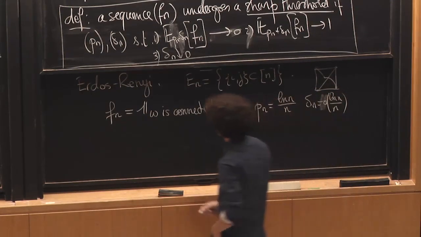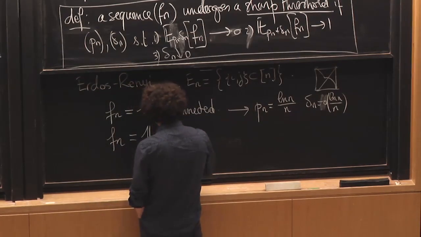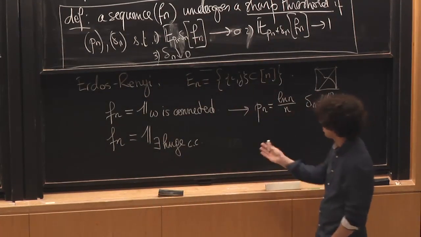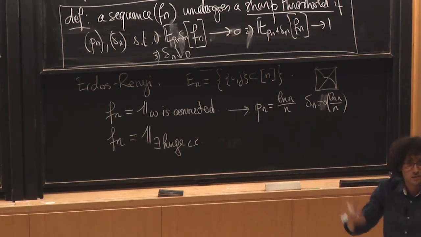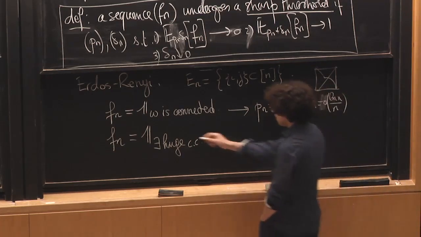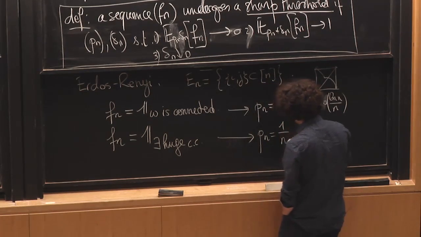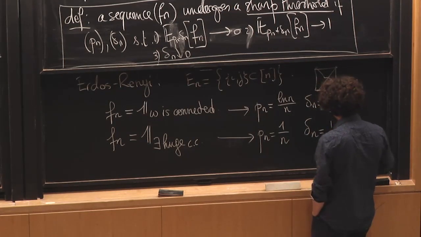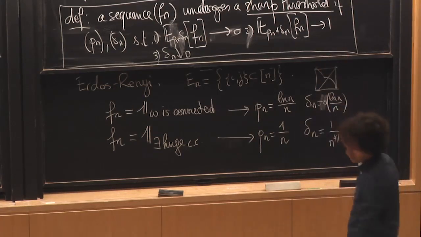This is kind of an exercise. But you can imagine other quantities. You can imagine that Fn is an indicator that there exists a huge connected component in my graph, for instance a connected component of size square root of n, or of size maybe a little bit smaller than n, but growing with it. In this case, you also have a sharp threshold, except it's not at log n over n, it's at 1 over n. And the delta n that you are allowed to take is 1 over n to the four thirds. So you again have this kind of sharp threshold shape for the probability.